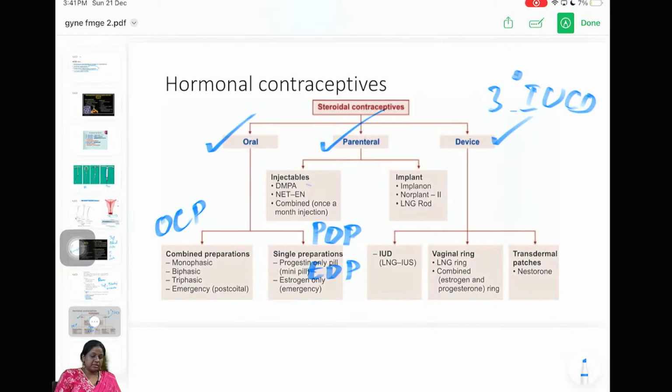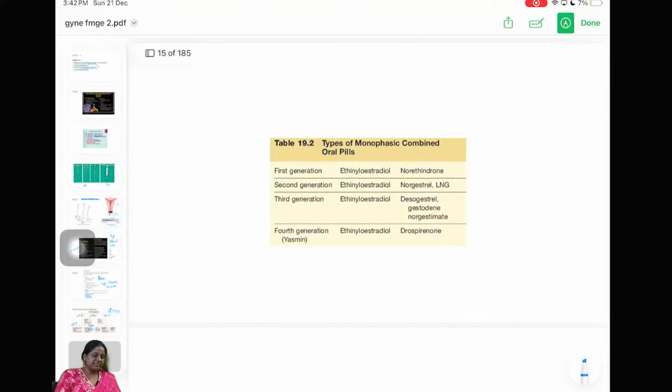And the third generation IUCD, it can be a levonorgestrel releasing system. Apart from that, you can also go for a vaginal ring, inserted into the vagina, and it can also be a transdermal patch. Okay, transdermal patch. Understood?